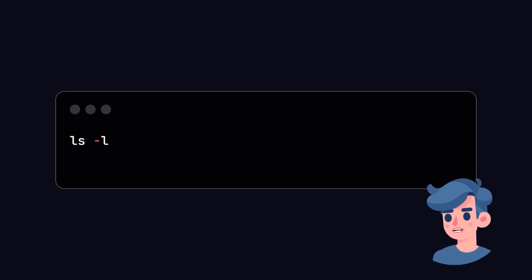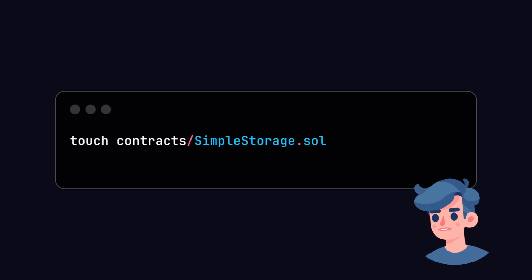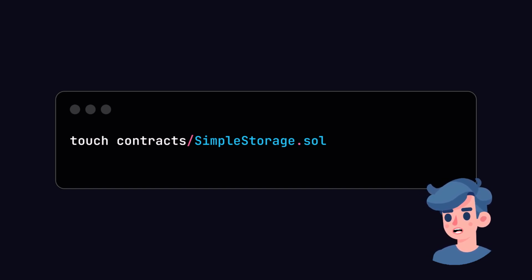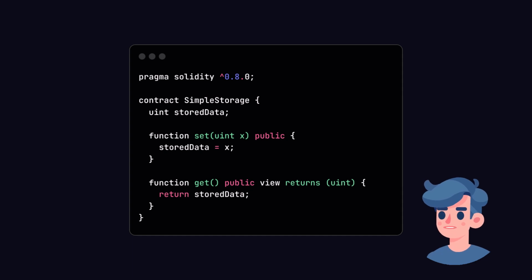Let's take a look at the directory structure. Inside the contracts directory, you'll find a sample contract called Migrations.sol. We'll create our own smart contract here. Let's create a file called SimpleStorage.sol.